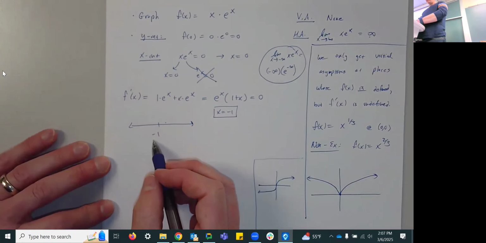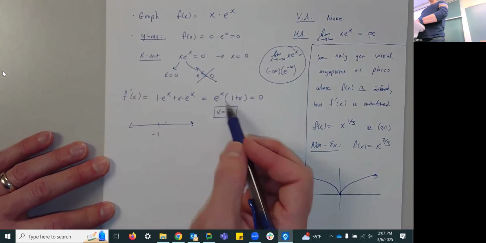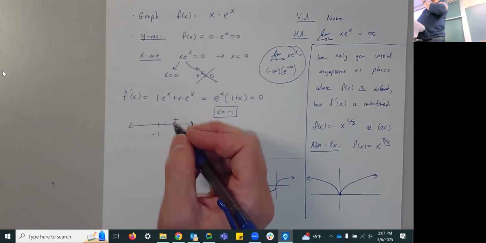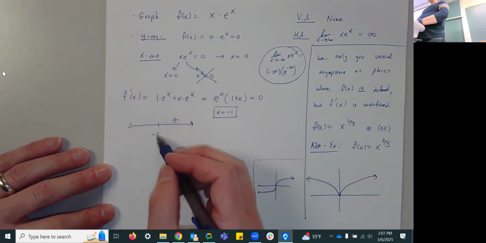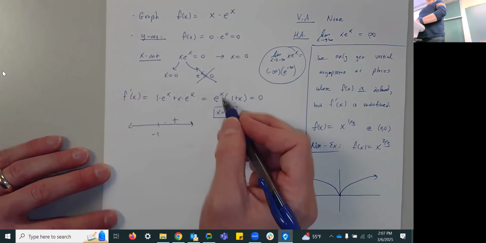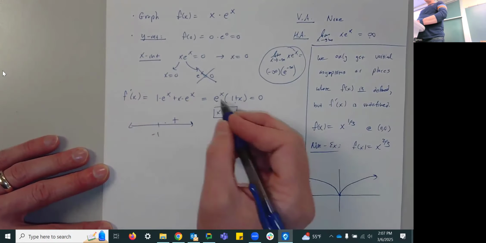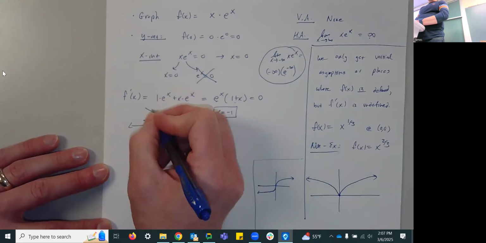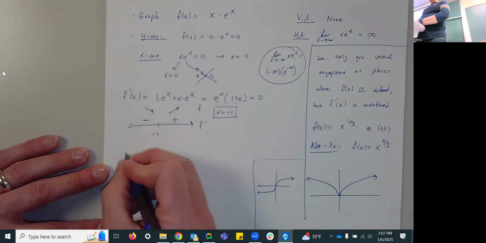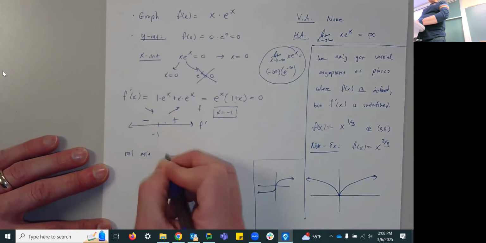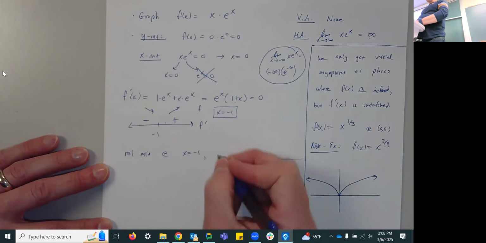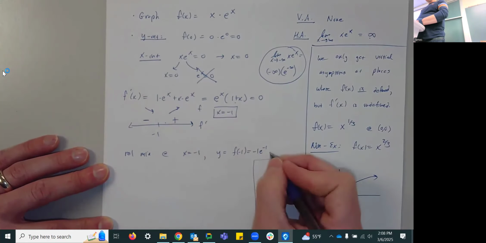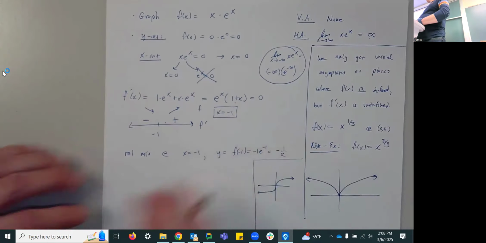Pick something larger than -1, like 0. E to the 0 is positive. 1 plus 0 is positive. E to the anything is positive every time. Pick something less than -1, like -5. E to the -5 is positive. 1 plus -5 is negative. So positive is negative. So our function is decreasing then increasing. So we have a relative minimum at x equal to -1. The corresponding y value is f of -1, which is -1 times e to the -1, or -1 over e.